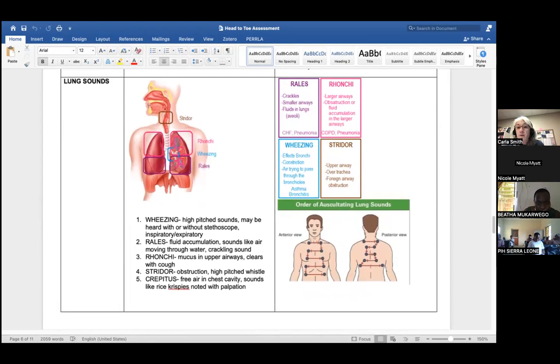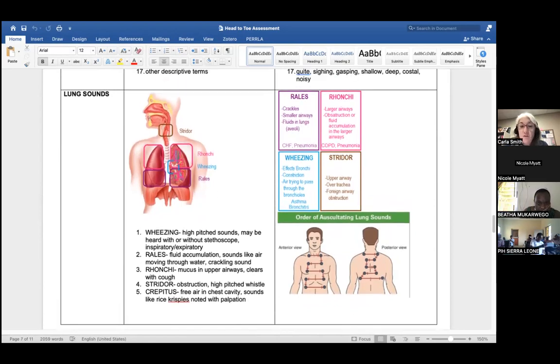Then when we actually put our stethoscope on and listen to those lungs, we want to look for, is there wheezing? Again, try to document whether the wheezing is with inspiration, expiration, or both. Are you hearing rales? Rales are those smaller crackles. We hear those from fluid. It's fluid-filled alveoli. They do differ from rhonchi.